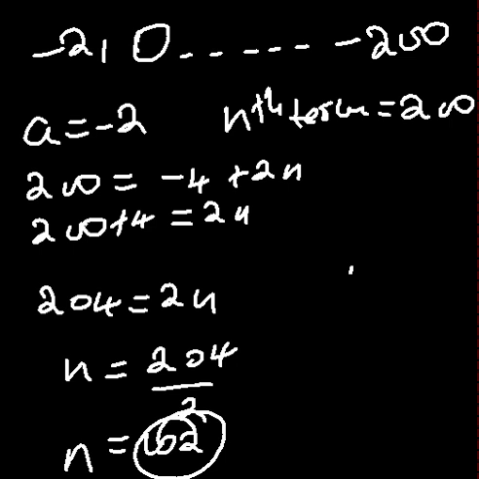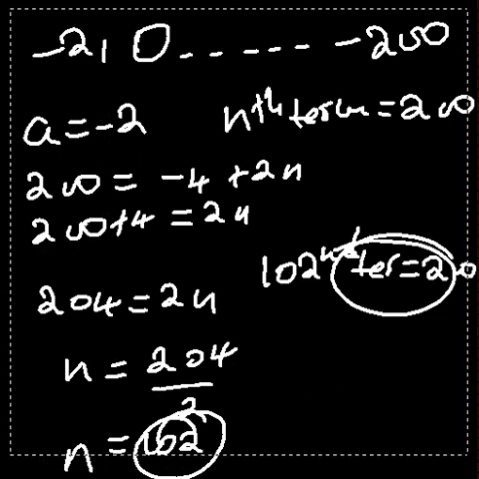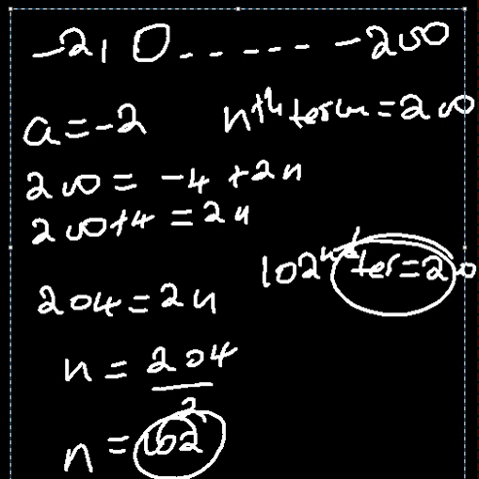So which means the last term should be the 102nd term. You should interpret it in this way. So the 102nd term is equal to 200. That's how you can also get it. So which means term number 102 is that of 200. So bear that in mind.